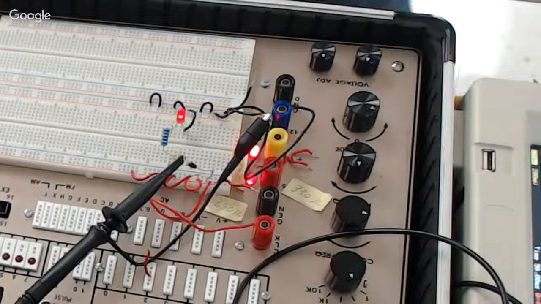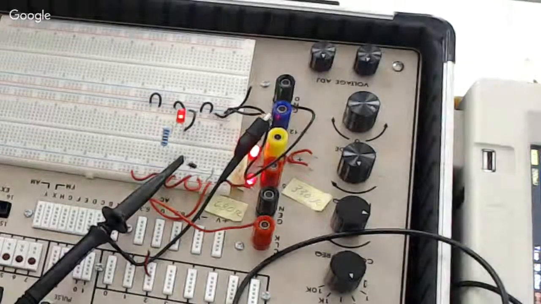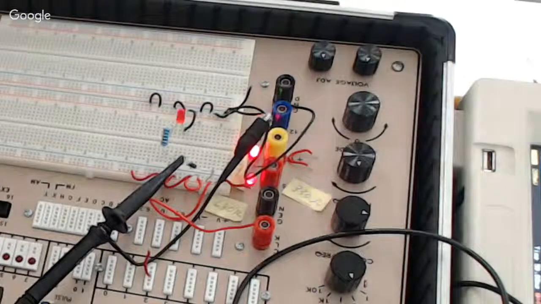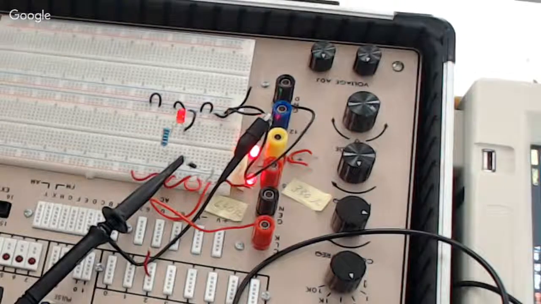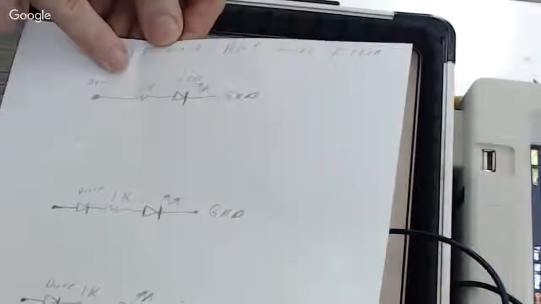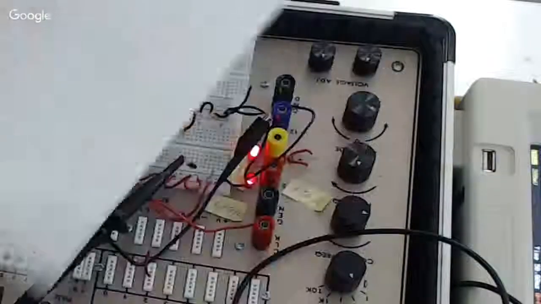So in this lab, we are going to build a half-wave rectifier with a capacitive filter. The first circuit we're going to build is we're going to hook our LED up to an AC sine wave, the 1 kilo ohm resistor. So we are going to build this first circuit right here. You see that at the top?